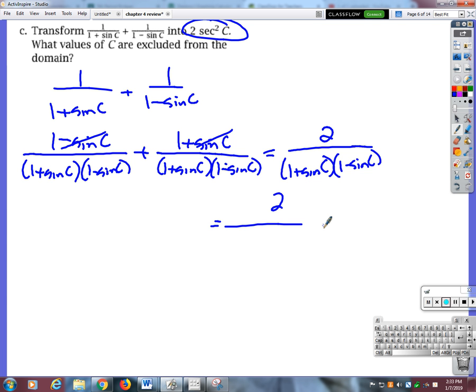What's the first times first? We'll FOIL this out. What's first times first? 1. Outside? Close. Good. Negative sine of c. Inside? Good. Positive sine of c. And then those are going to cancel. Good call. And then sine times negative sine is negative sine squared.